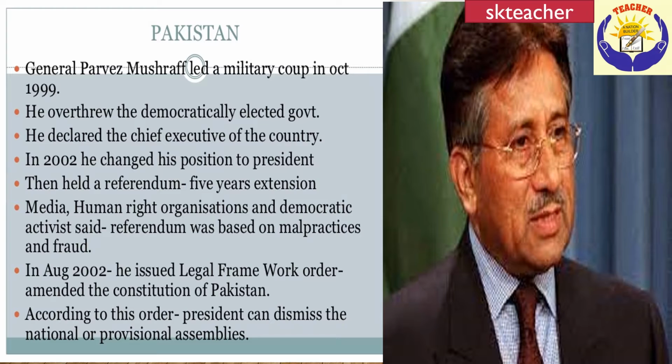First example is from our neighboring country Pakistan. Here this nation got independence like us on August 14, 1947. From that day onwards they started following the democratic setup. But in 1999, General Pervez Musharraf led a military coup. He overthrew the democratically elected government and declared himself the chief executive of the country.